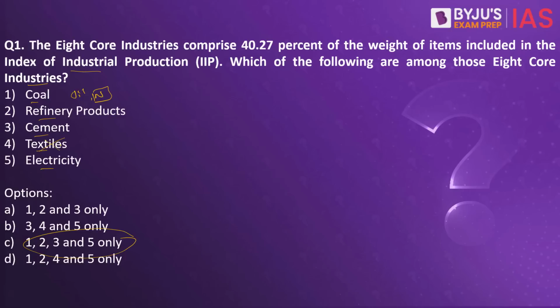How do you remember it? We have a code. The code for it is FERNS C3. What is this FERNS C3? F here stands for the fertilizers, E here stands for electricity, R here stands for refinery products, N here stands for the natural gas, S here stands for steel, C3 stands for coal, crude oil as well as cement. So if you remember this code, then you will remember the 8 core industries.